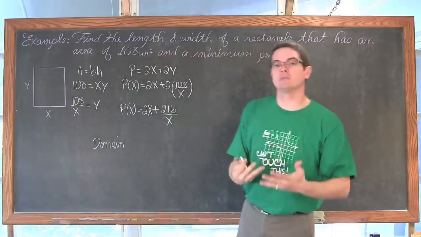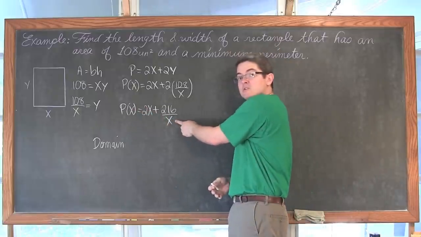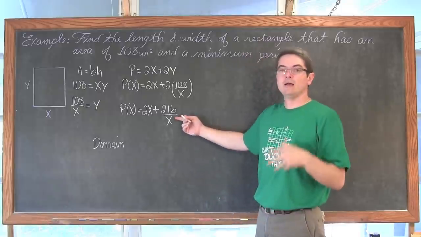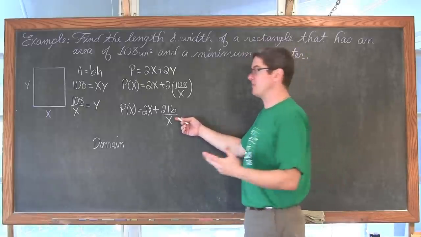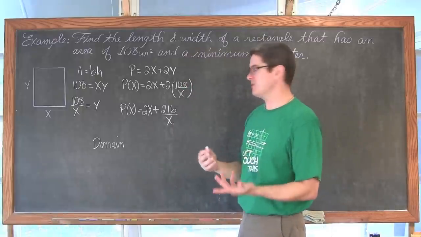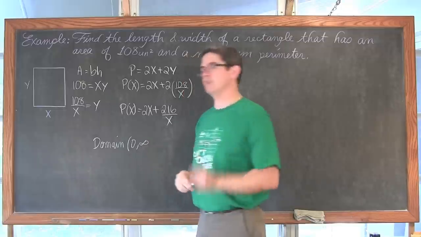Actually, it is a reasonable domain because we're dealing with geometry, right? I mean, this is a function where we have a division of x. So really, if I just look at that function, the domain would be all real numbers except x can't be equal to 0. Well, a reasonable domain for this word problem, this geometry problem, is we can't have a negative measurement. So our reasonable domain is from 0 to infinity.